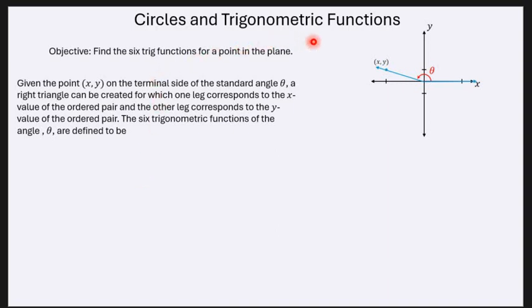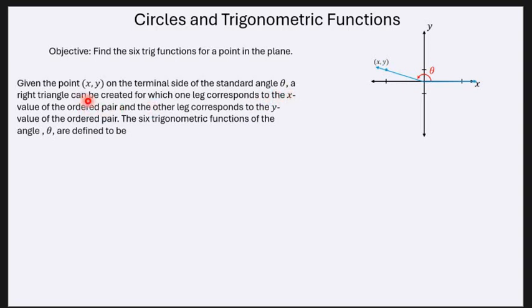Circles and trigonometric functions. Our first objective is going to be to find the 6 trig functions for a point in the plane. So given the point (x, y) on the terminal side of a standard angle theta, like we have pictured here, there's the standard angle theta, and the terminal side is here, and you see the point (x, y) on that terminal side.